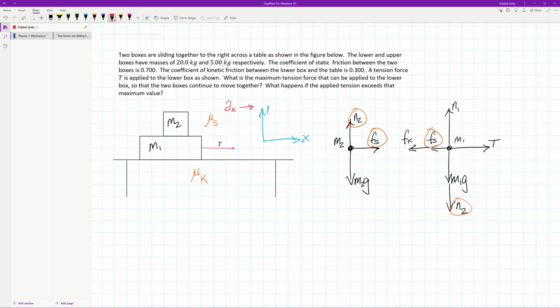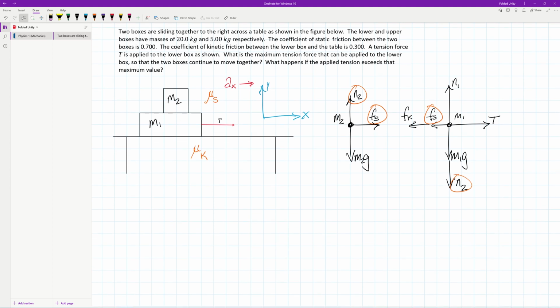So let's start with the top block. We called this block 2. Okay. Let's start with the sum of the forces in the x direction. Well, that's going to equal max according to Newton. And I'll go ahead and say the sum of the forces in the y direction equals may.